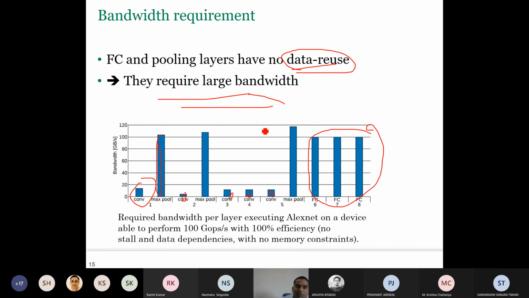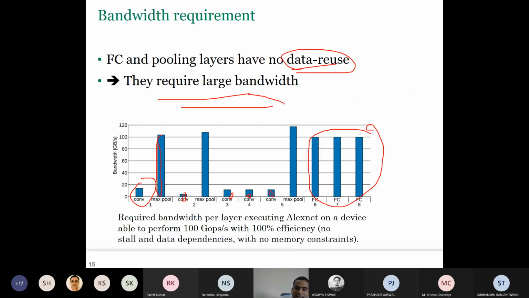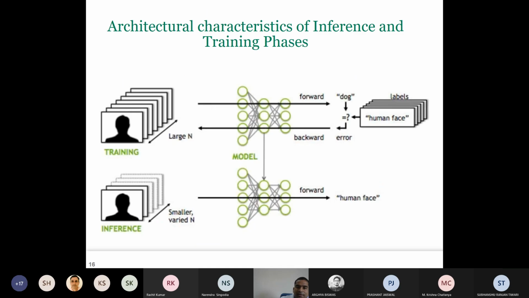Okay. So bandwidth requirement is high. Whenever there is no data reuse, bandwidth requirements become high. Okay. So is it clear till this point? So till this point we have discussed what are the characteristics of different layers of a scene. Okay. Now we'll discuss what are the characteristics of inference and training phases.